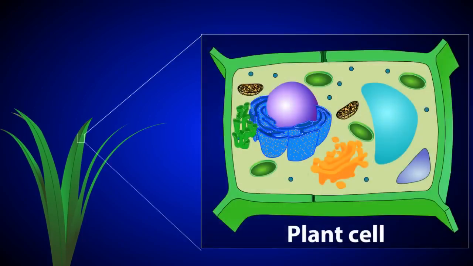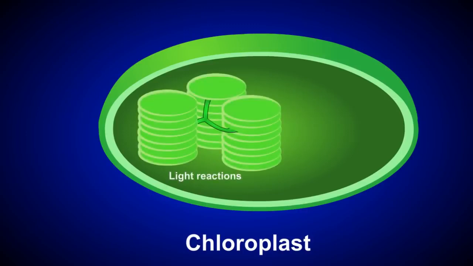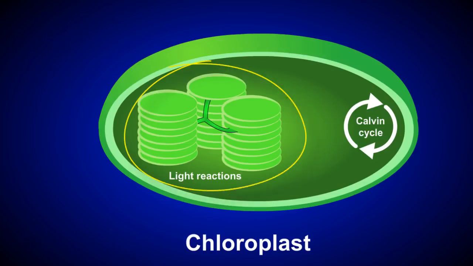The leaves of this plant have cells that carry out photosynthesis. If we zoom in on this photosynthetic plant cell, we can see the chloroplast, where the reactions of photosynthesis occur. Photosynthesis consists of two primary steps, the light reactions and the Calvin cycle reactions. In this tutorial, we'll focus exclusively on the light reactions.